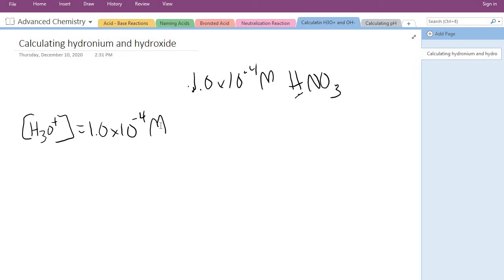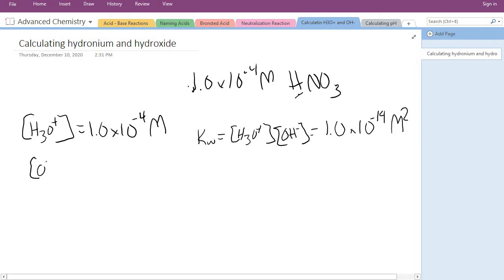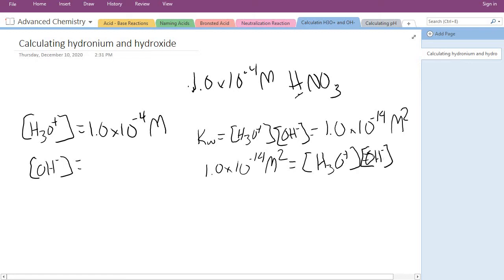All right, so since we have the hydronium ion concentration, now we're going to use the self-ionization constant of water to determine the hydroxide ion concentration. We know Kw, which is the self-ionization constant for water, is equal to the product of the hydronium and hydroxide ion concentration. And we know that at 25 degrees Celsius, that is equal to 1.0 times 10 to the negative 14 molar squared. So the other part of this question was to solve for the hydroxide ion concentration. In this case, Kw, 1.0 times 10 to the negative 14 molar squared, is equal to the hydronium ion concentration, which we know, times the hydroxide ion concentration, which is what we're going to solve for.